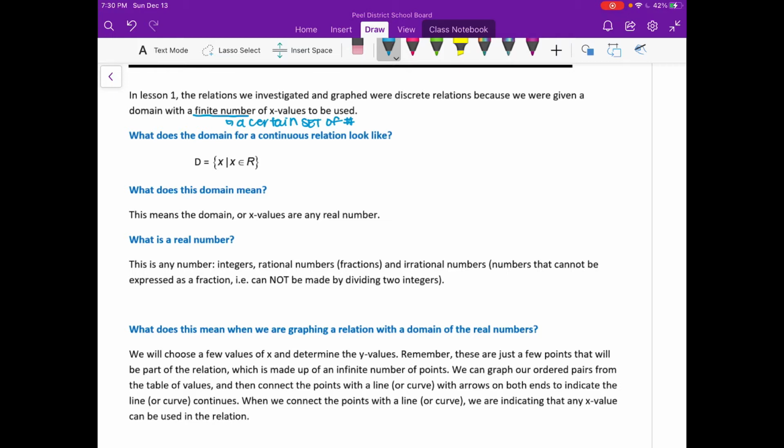When you're looking at a domain for a continuous relationship, we write it as D = {x | x ∈ R}. What this is basically saying, in English, is the domain is x such that x is an element of all real numbers. Right?